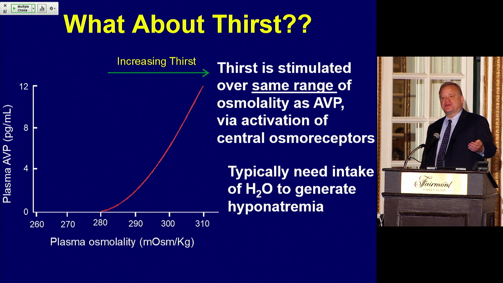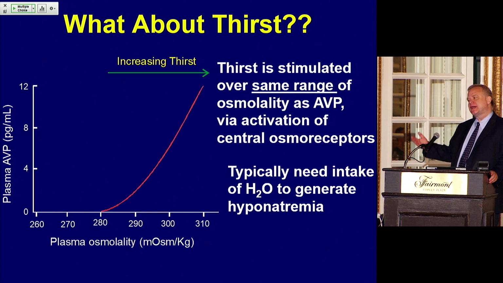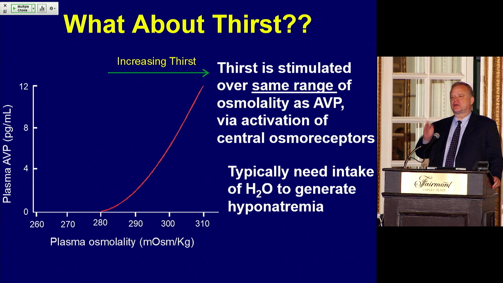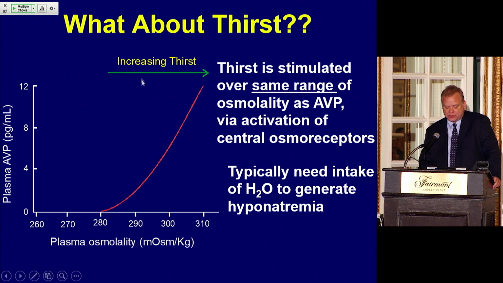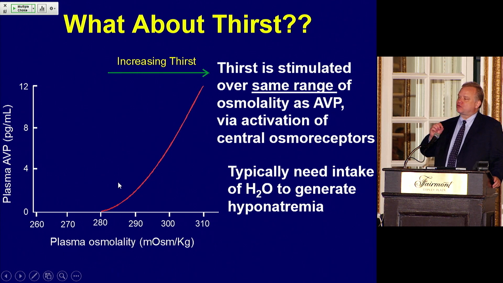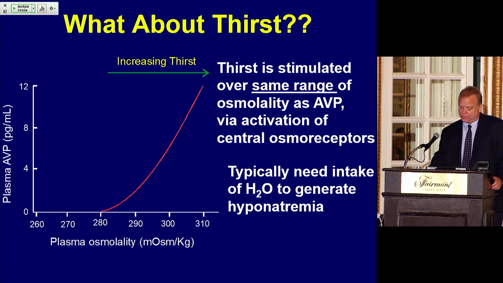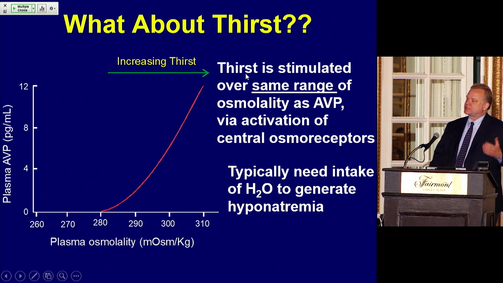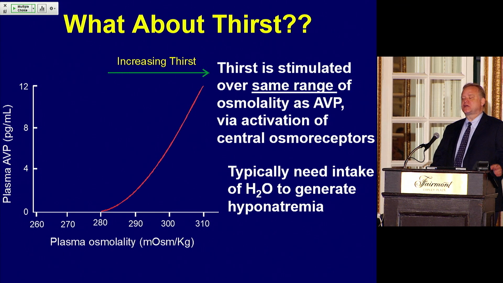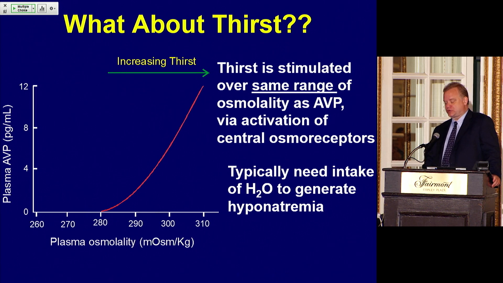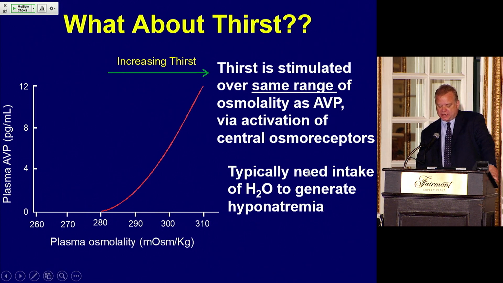One of the other issues, if you look at older textbooks, they say that the thirst mechanism is actually a little less sensitive than vasopressin, and it's shifted to the right a little bit. If you do very careful monitoring of thirst in humans, however, you see that the curve is exactly the same as the vasopressin response curve. So as you increase osmolality, thirst starts to gradually increase to a really high level once you get to hypertonic ranges.